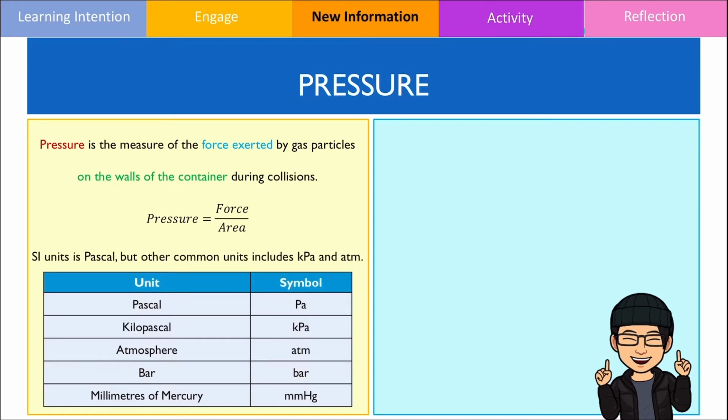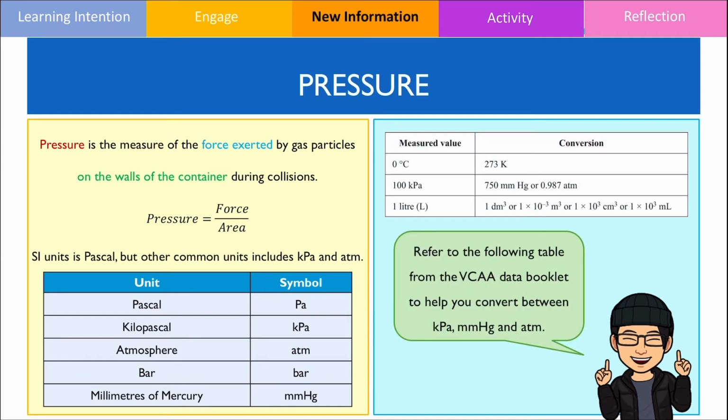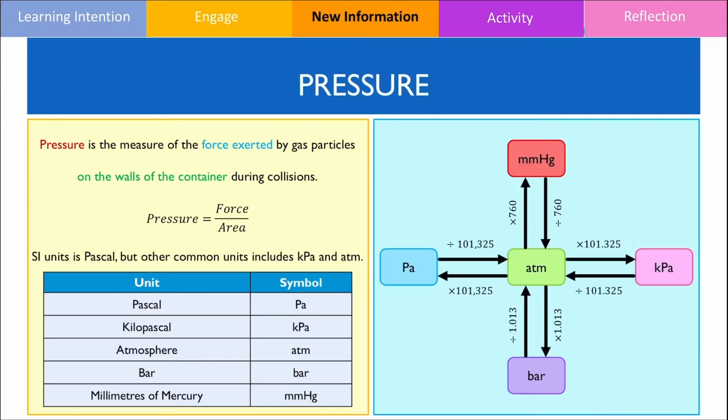Because pressure can be expressed in different units, it's going to be an important skill for us to learn how to convert between the different units of pressure when we perform calculations in future videos. Fortunately, the VCAA data booklet contains a table which outlines how to convert between kilopascals, millimeters of mercury, and atmospheric pressure. However, to start off, I think using the following flowchart will be easier to use.